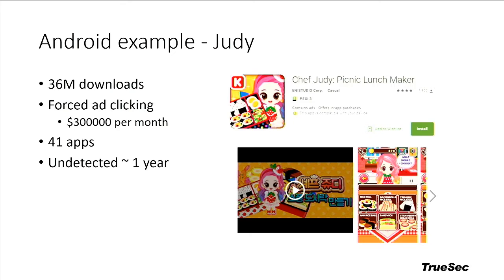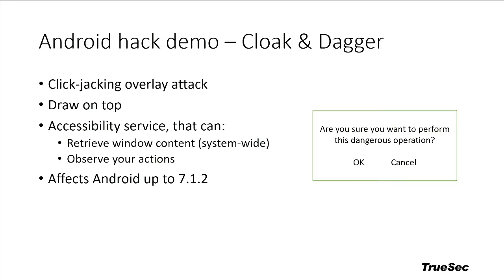I don't think we have too much time to talk about Android examples. We're going to look at the accessibility features instead. This is just so that you know there's an industry behind this. Examples of forced ad clicking through malicious applications or adware generated roughly $300,000 per month, and that remained undetected for roughly a year. But we're going to look at Cloak and Dagger.